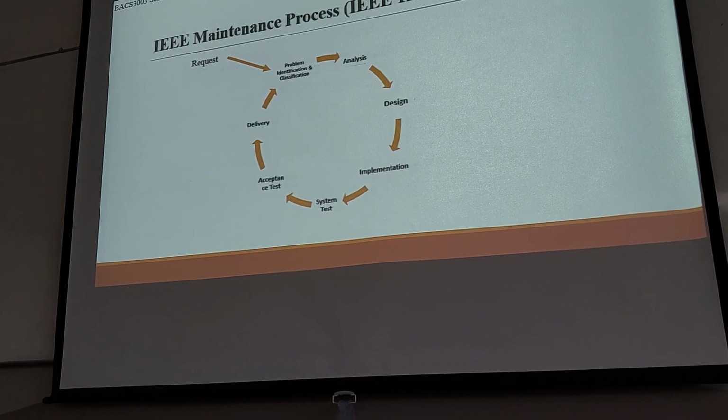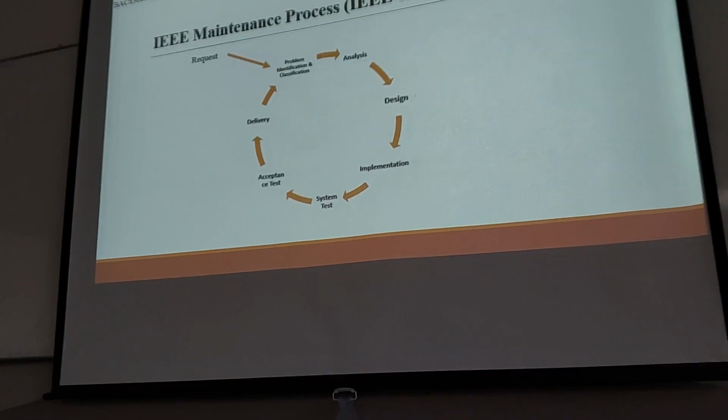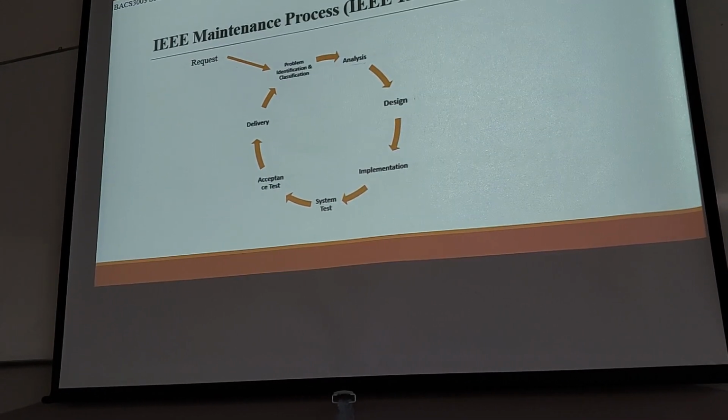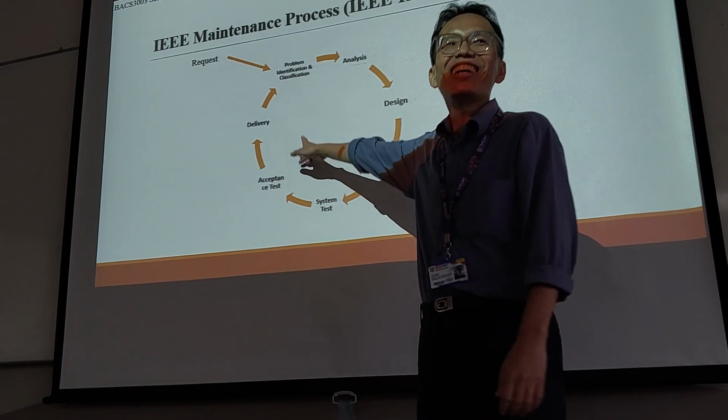Now we come to the process of software maintenance according to different standards. The first standard is IEEE 1219. When you look at this, class, look at this one. Why am I so excited? Look at this one.